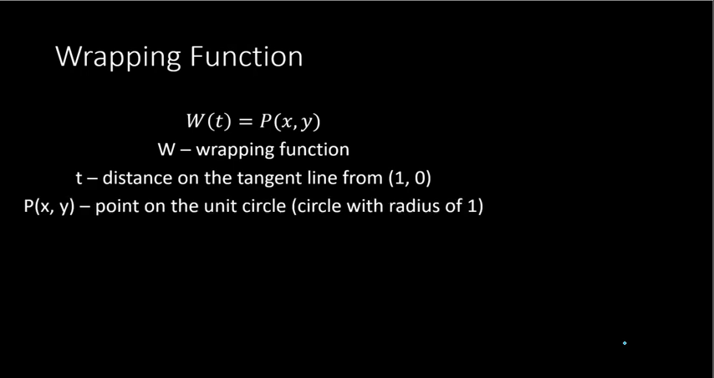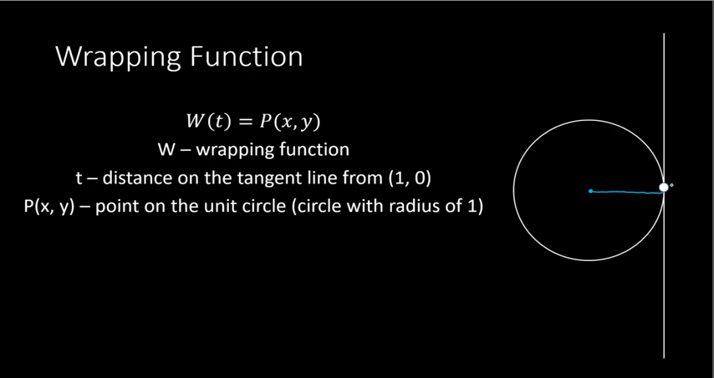And then the point x, y is a point on the unit circle, which is a circle with a radius of 1. So here's a picture of a unit circle, where the circle has a radius of 1 from the center. And then we're going to have a tangent line at this point right here. We'll call that point 1, 0. And what we're doing is we're taking another point on this tangent line, such as this point up here, and the length from 1, 0 to this point is called t.